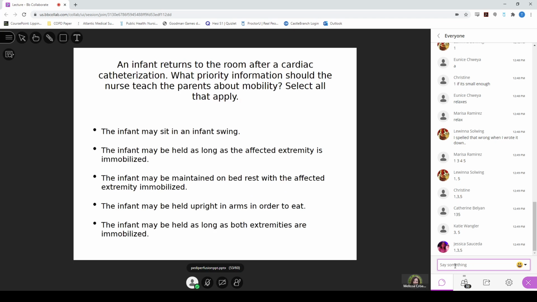So infant returns to the room, cardiac catheterization. What priority information should the nurse teach the patient or the parents about mobility? Select all that apply.